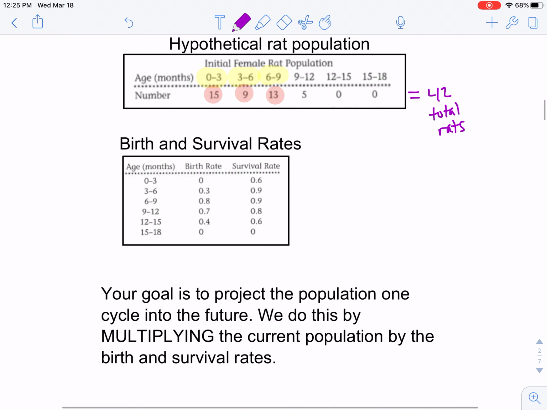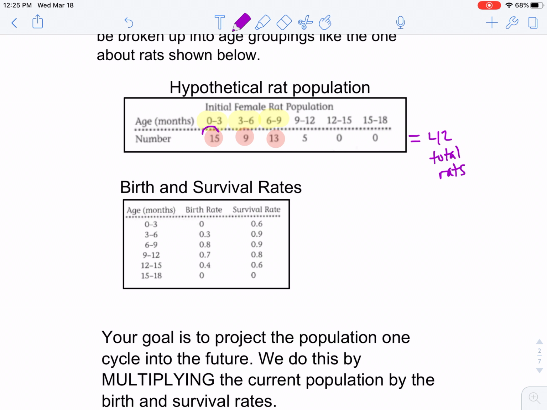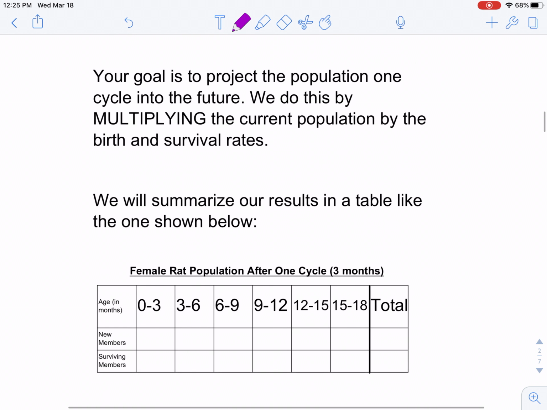Okay, so of these 15 starting rats, they give birth at a rate of 0, which means they're the babies. They don't give any birth. They're brand new members of the population because they're the 0 to 3 month old rats. They're the newest members. They give no birth. They survive at a rate of 0.6, which means 60% of them will survive. Some of them die off. Okay.